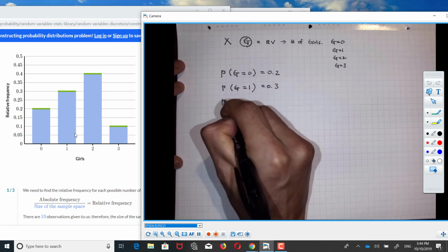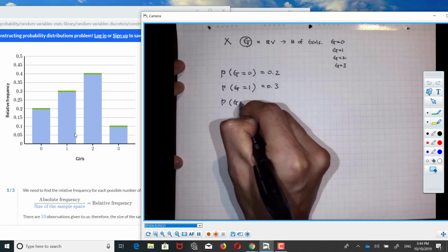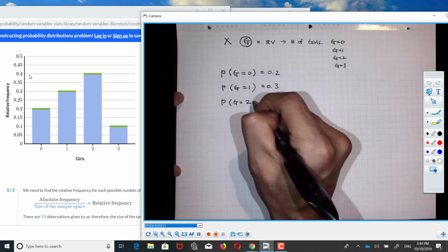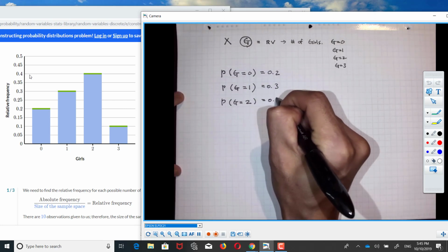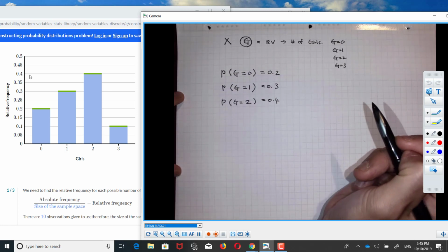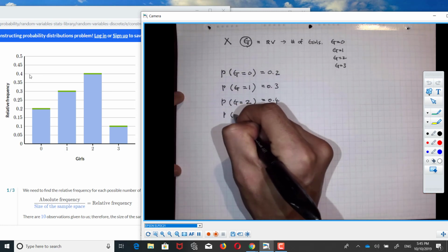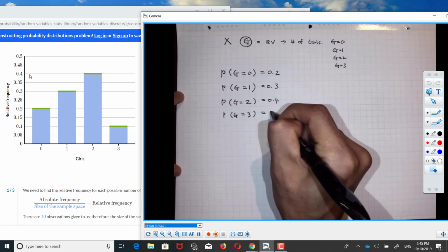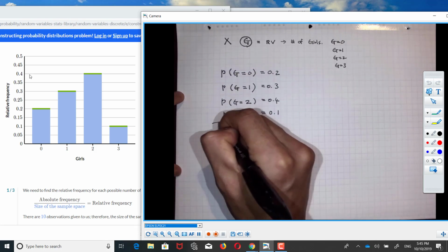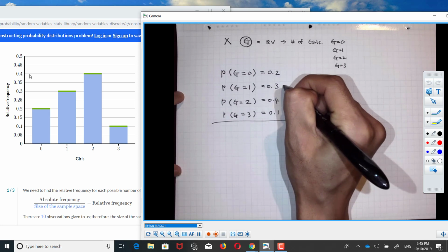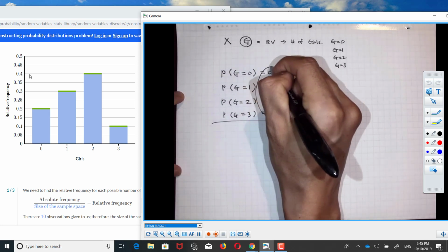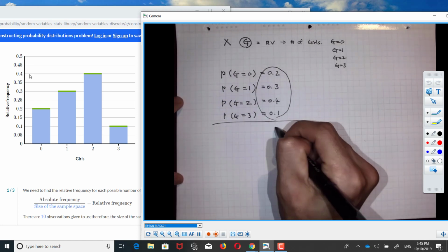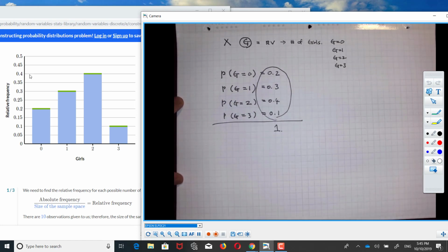And then we can move on. G is equal to 2, the probability is 0.4. And then the probability that the number of girls is equal to 3 is 0.1. Of course, if we add these values, the total has to be 1.